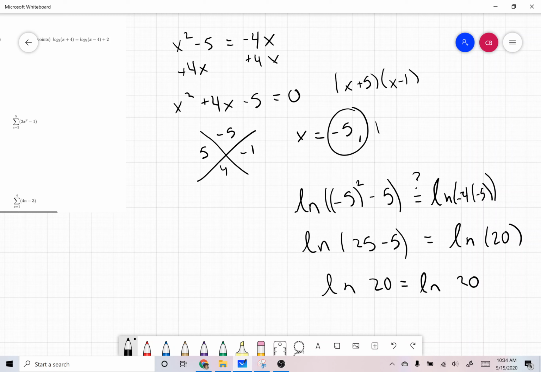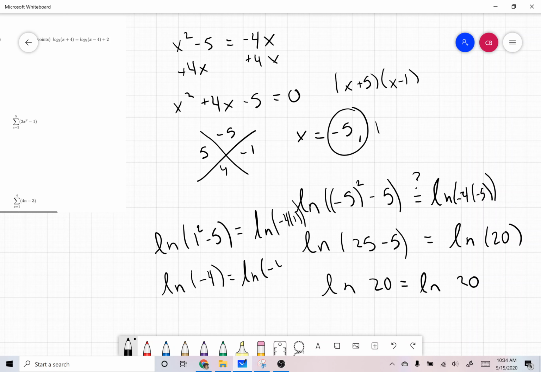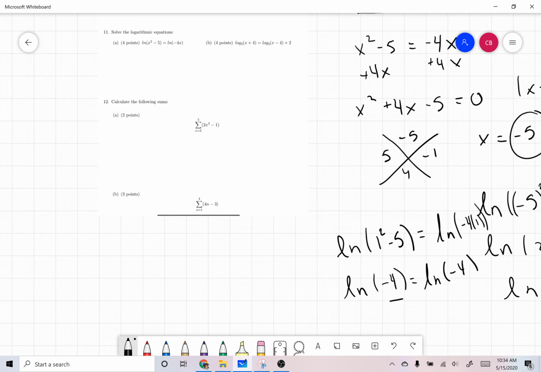So negative 5 is a solution. Okay, but now when we plug in 1, we have ln of 1 squared minus 5 is ln of negative 4 times 1. This is ln of negative 4 is equal to ln of negative 4. Now, you might think that's true, but the problem here is this is negative. You don't have a value. It's undefined. So 1 is not a real solution. And so negative 5 will be your only one for this one.